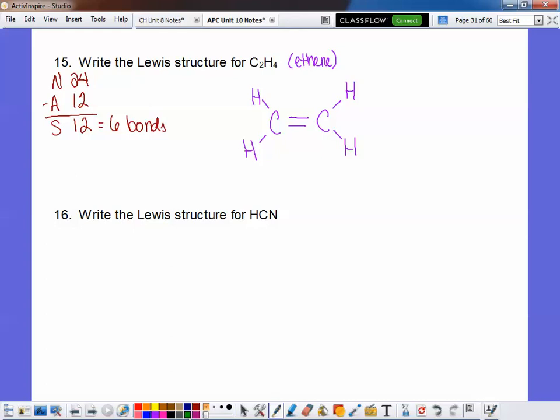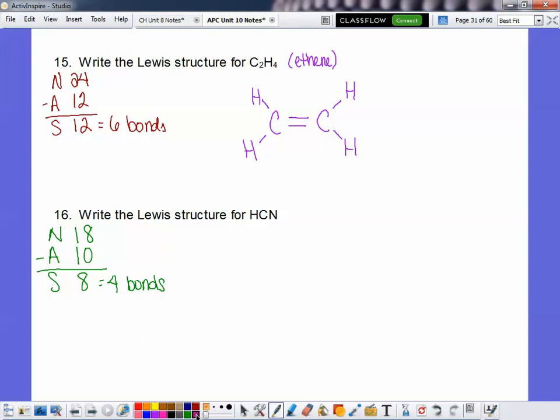All right, HCN. HCN, needed, available, shared. So needed. Hydrogen needs 2. Carbon and nitrogen both need 8. So we need a total of 18 electrons. Available. Hydrogen has 1. Carbon has 4. Nitrogen has 5. So we have 10 available. 18 minus 10 is 8, which makes 4 bonds.